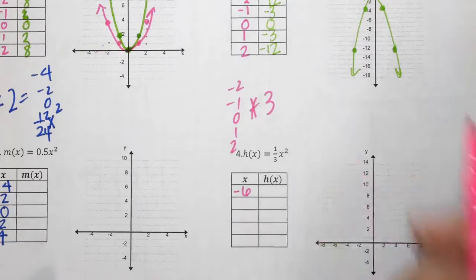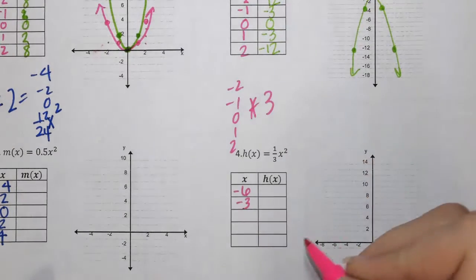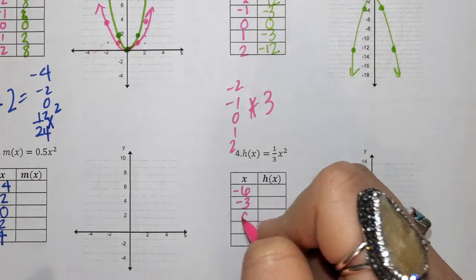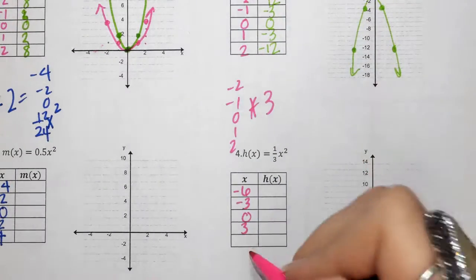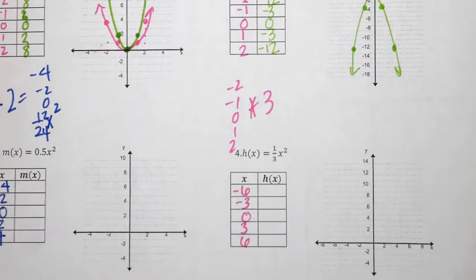What is -1 times 3? -3. What's 0 times 3? Okay, what's 1 times 3? And what's 2 times 3?